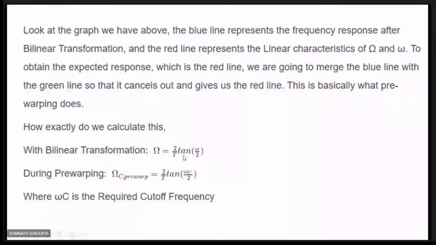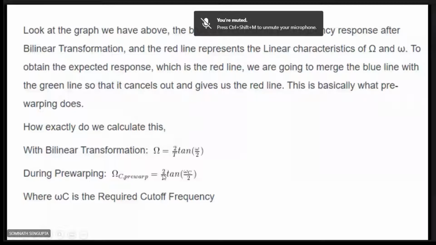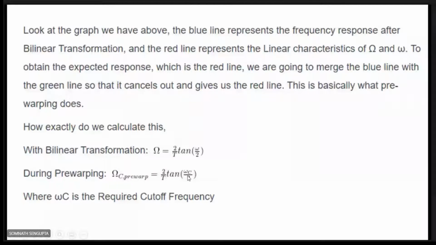Now during pre-warping, what do we do? We actually do 2 by T tan omega c by 2. Because say we set some cutoff frequency, the required cutoff frequency, we just change the value. So by using this method, pre-warping is done this way.